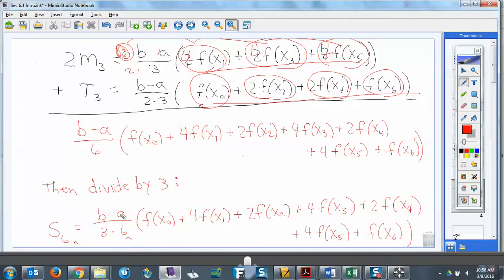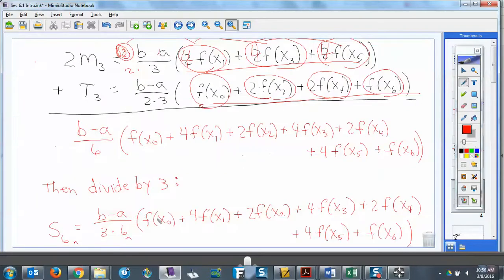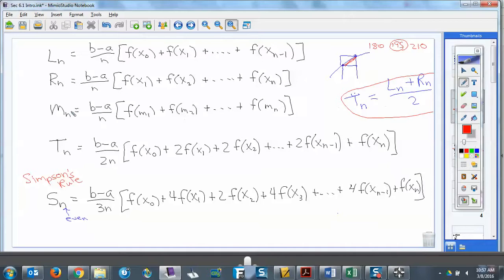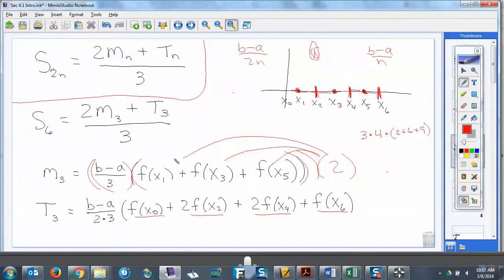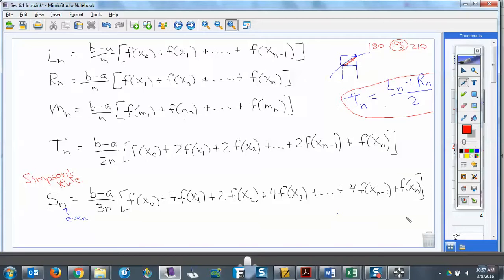So see how that's b minus a over 3n? Right? Remember back here on Simpson? b minus a over 3n. That's where that came from. And that's why it goes f of x0, then 4, then 2, then 4, then 2, like that. That's where it comes from. Okay? So it's just a bunch of algebra, taking 2 of these plus 1 of these and dividing by 3, and that's where this comes from. So now we got 2 rules we can use with Simpson. This one or this longer version. It's up to you.